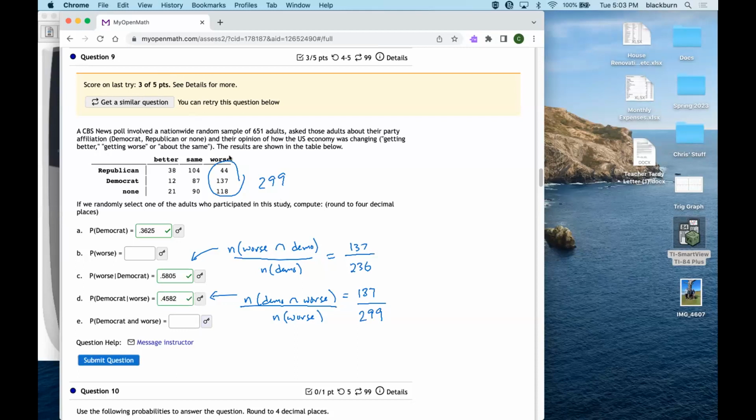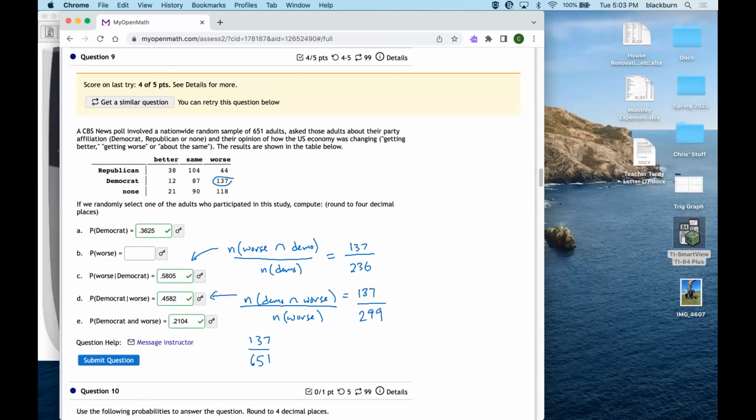Last but not least, probability Democrat and worse. You would actually have to do Democrat and worse are going to be those 44. Oh, wrong. I circled the wrong number. Democrat and worse is 137. And then the total number of people was 651. So I'd just do 137 divided by 651. So 0.2104 is what I'm coming up with.